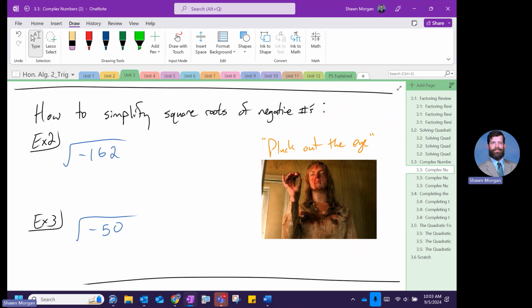And so that's what you guys are going to do. You're going to snatch the eye out. You're going to pluck out the eye. And what we're going to do is practice with these 2 examples. Go ahead and jot these 2 examples down. Square root of negative 162, square root of negative 50.